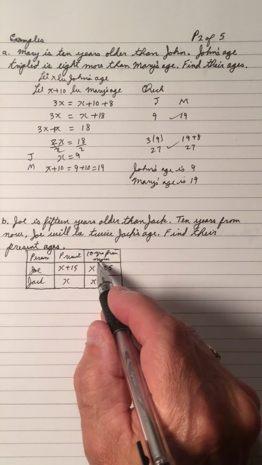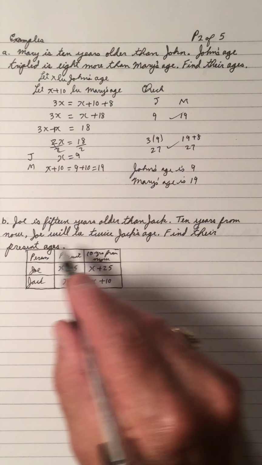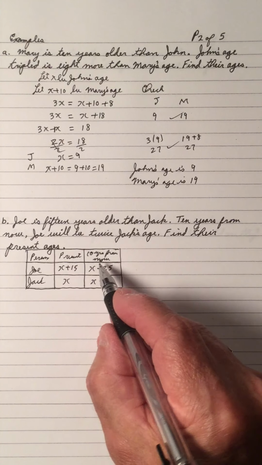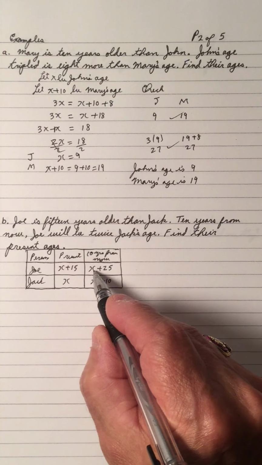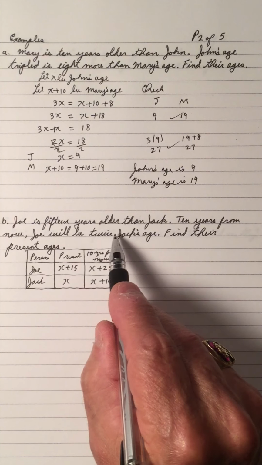So these are the expressions we're dealing with now, because it's 10 years from now, Joe will be twice Jack. So these two expressions right here, X plus 25 and X plus 10, are what you're dealing with in this second equation.